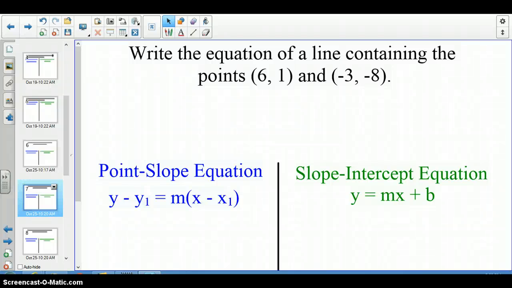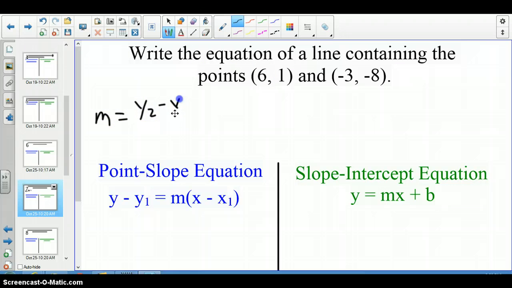So continuing with 2.4 writing equations, with this problem, they are giving us 2 points. So we need to write an equation. Now we are going to do like what we did yesterday. We need to find the slope first. So m equals y2 minus y1 over x2 minus x1. So remember, this is x1, y1, x2, y2, or you could label these x2, y2, x1, y1.